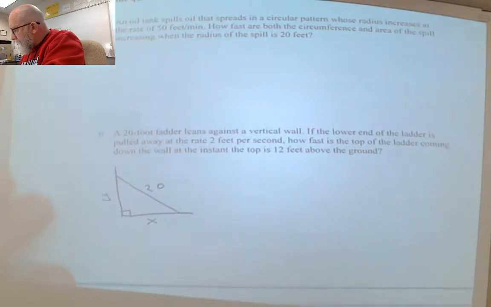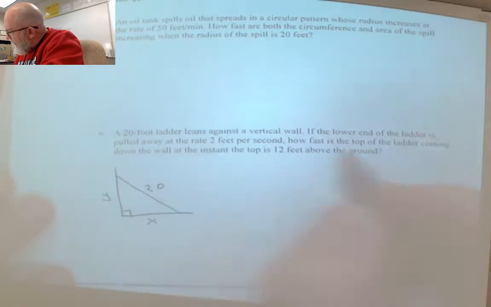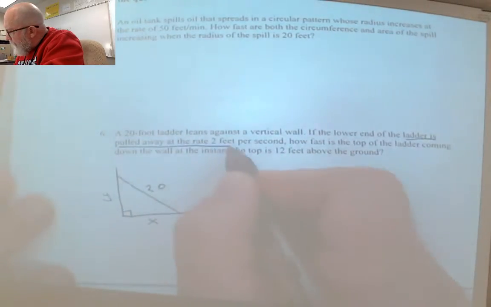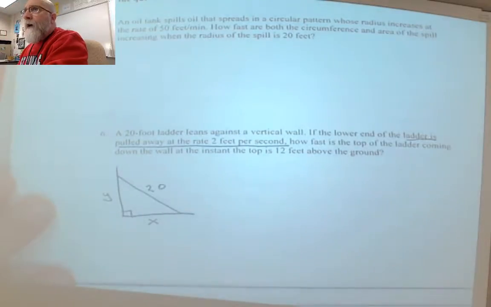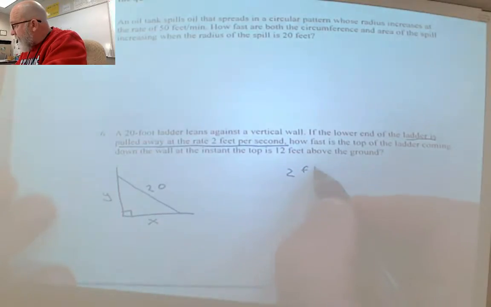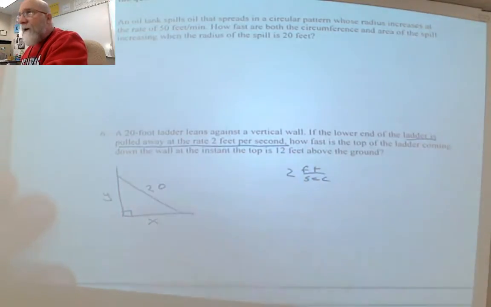And did I write this? Where did I say this? It says, the ladder is pulled away at a rate of 2 feet per second. They always have to give you a rate, folks. Okay? You understand what I mean? There'll be something per time. And you have to decide this 2 feet per second, what is it in your drawing?